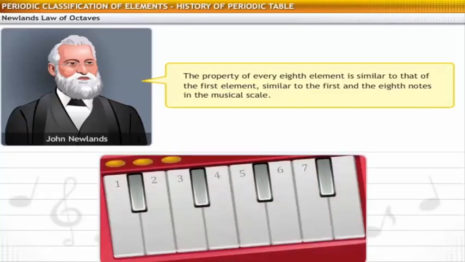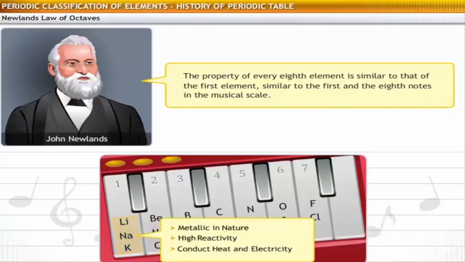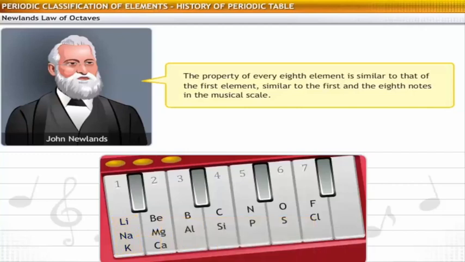Consider the list of elements with their atomic weights in increasing order. Starting with lithium, the 8th element from lithium is sodium. Similarly, the 8th element from sodium is potassium. Lithium, sodium, and potassium show similar properties. For example, they are metallic in nature, have high reactivity, and conduct heat and electricity.